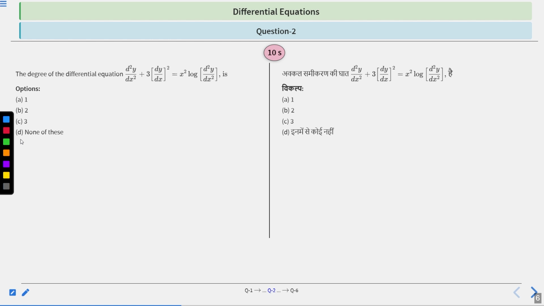So in this way, you can easily observe what the degree of this equation will be, right? So we have 10 seconds to solve or think about this question. After 10 seconds, we will discuss the solution.